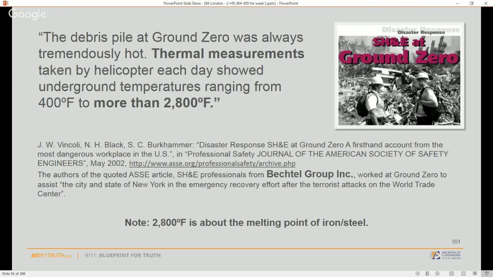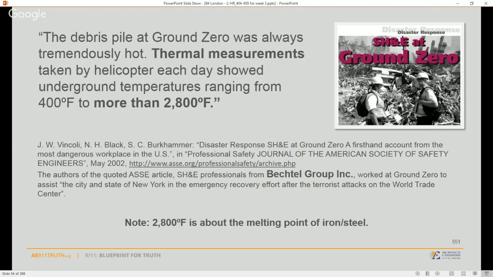Well, Bechtel documents 2,800 degree temperatures. Now, this is the melting point of iron or steel. These fires are maybe 4, 5, 6, 700. NIST claims actually 1,800 degree fires without any evidence to back that up.